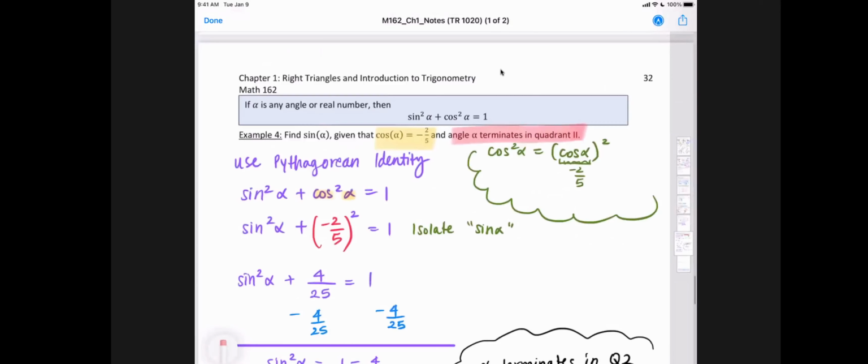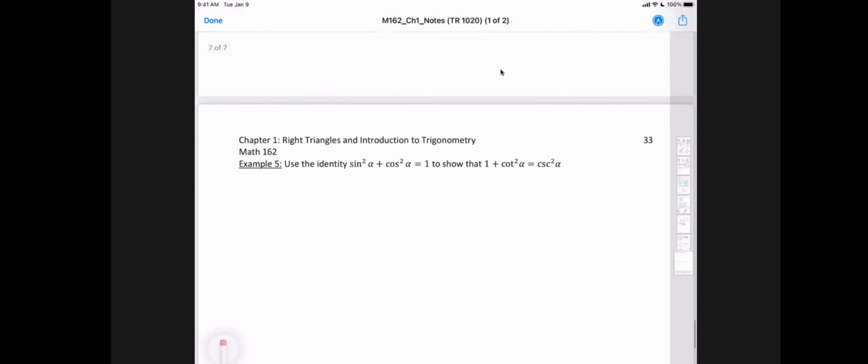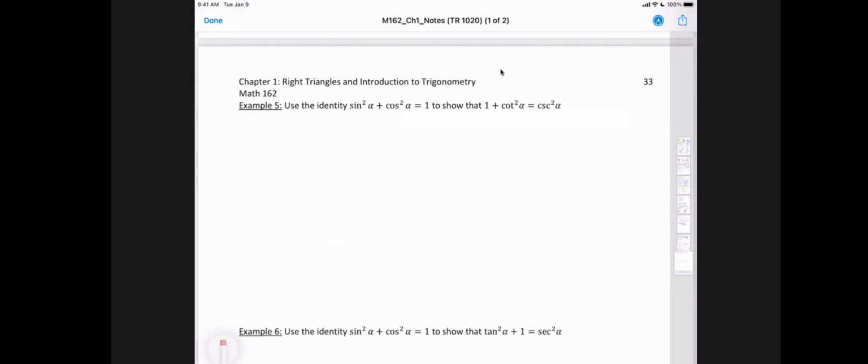And you can see that this identity is in terms of sine and cosine, right? Sine square plus cosine square is equal to 1. But this identity actually has 2 other forms that involve the other 4 trig functions like tangent and cotangent, cosecant, and secant. And we're going to derive those in the next couple of examples. So example 5 says to use the original identity to show that the next form, 1 plus cotangent square alpha is equal to cosecant square alpha. This is another form of the Pythagorean identity.